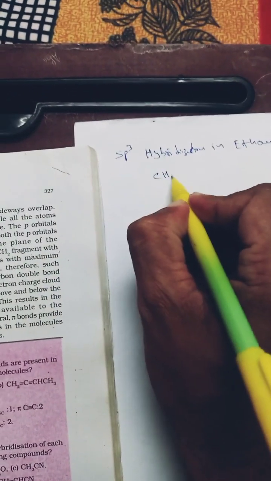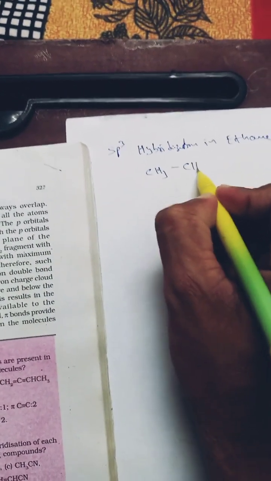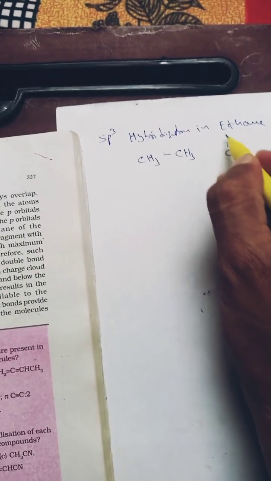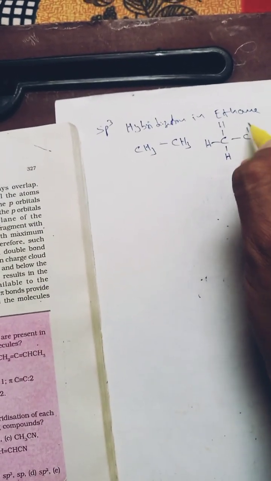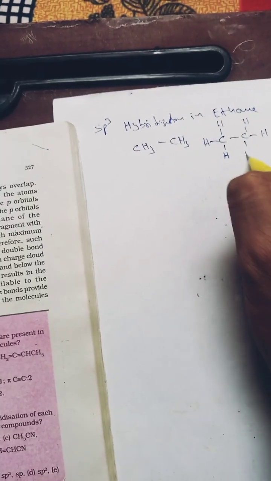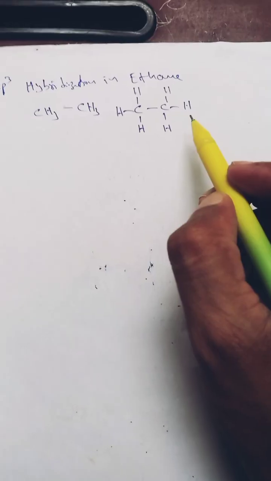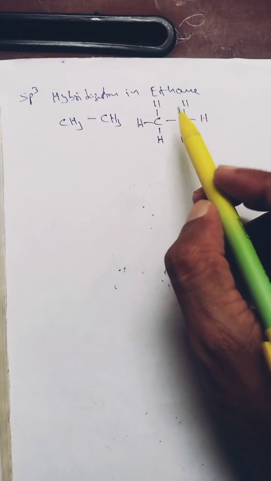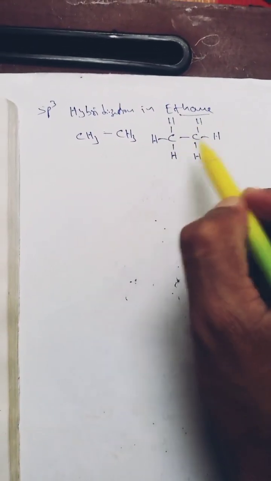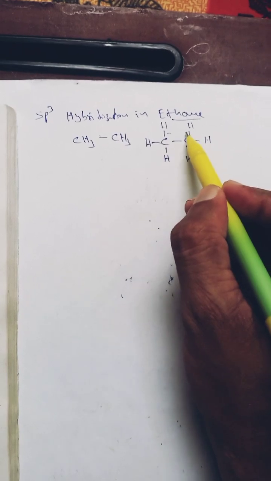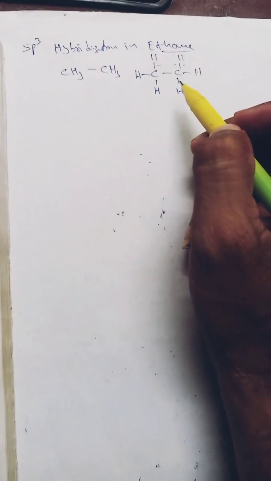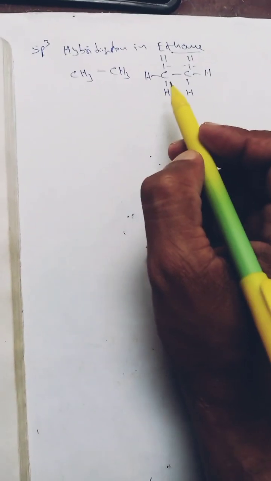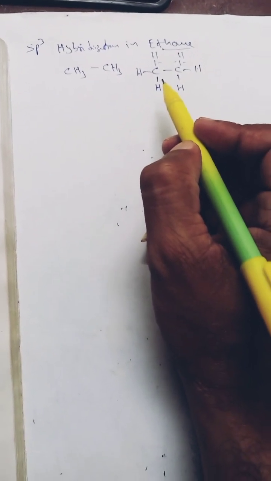Ethane is C2H6, and generally we write it like this, with an expanded formula. But in general the bonding in ethane is not like this. Here, if you see, everywhere the bond angle is 90 degrees, but experimentally it was found that the bond angle in ethane is 109.5 degrees, like methane.